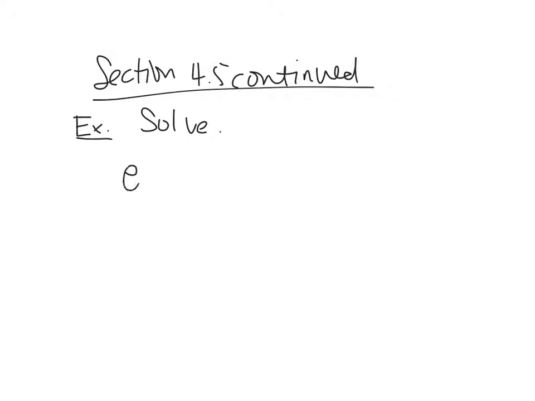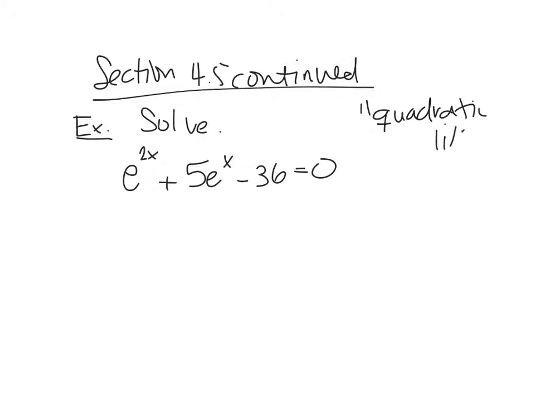So this is e^(2x) + 5e^x − 36 = 0. So I have something equals 0. Now this is supposed to look quadratic-like. The reason we saw this way back in chapter 2 was that we did this thing called substitution.